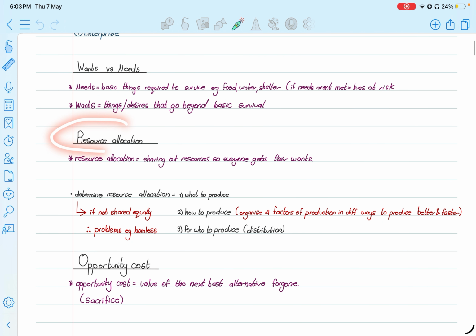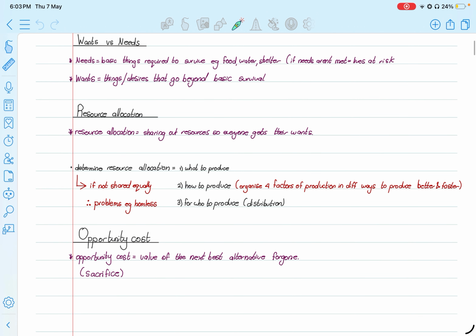Next we've got resource allocation. Resource allocation is sharing out resources so that everybody can get what they want. If resources are not allocated equally, we have issues such as homelessness. There are three questions that determine resource allocation: what to produce, how to produce, and for whom to produce, which is the distribution. How to produce is basically the entrepreneur organizing the four factors of production in different ways to determine the most efficient process.